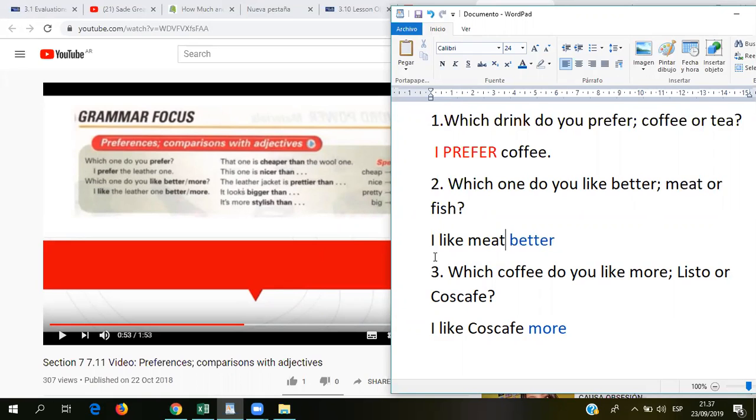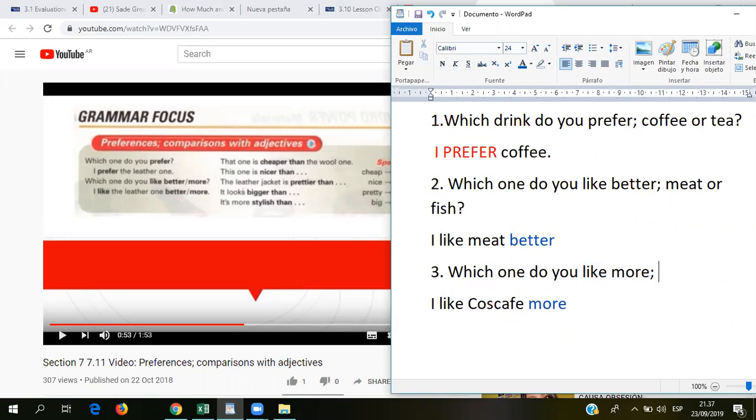Next one. What are the options? Chicken and ham. Okay, so which one do you like more? Chicken or ham? What is the answer? I like chicken more. Is that clear?